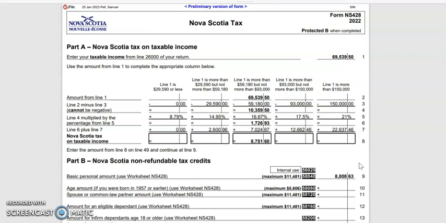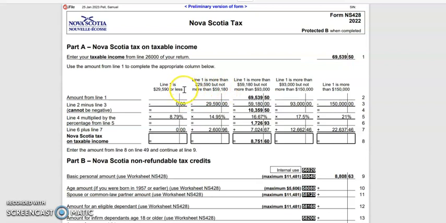which was your employment income, minus off the 460.50 from the CPP enhancement. So on line 26000 of your return, it's the 69,539.50. So you can see here as well, again, it is a progressive tax calculation system. So the amounts, though, for the provincial are different. So you have to watch.